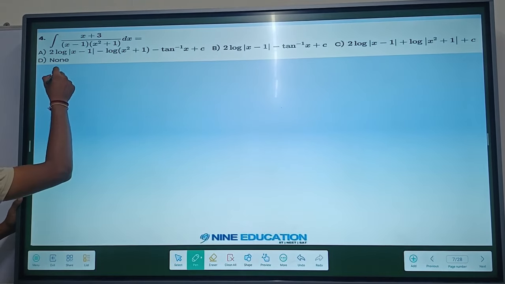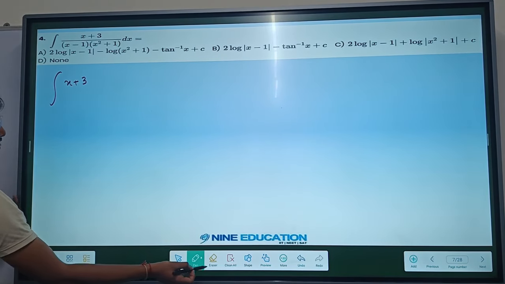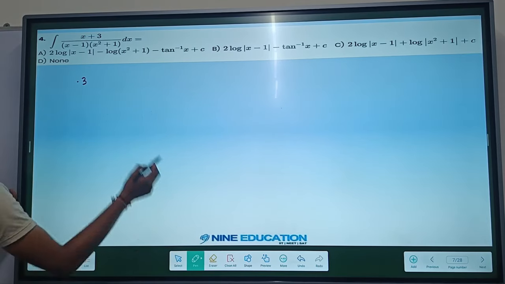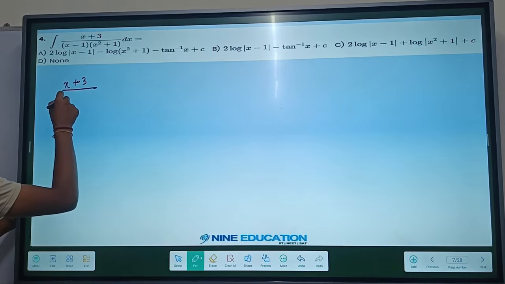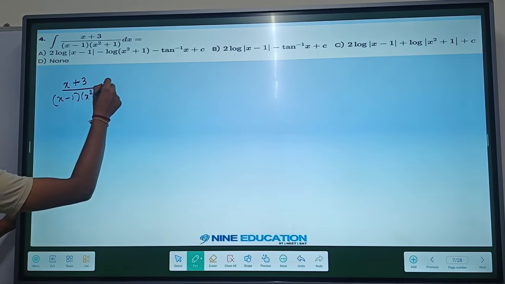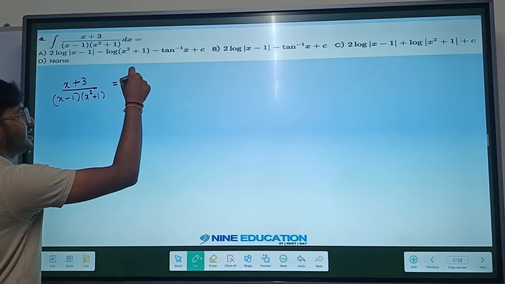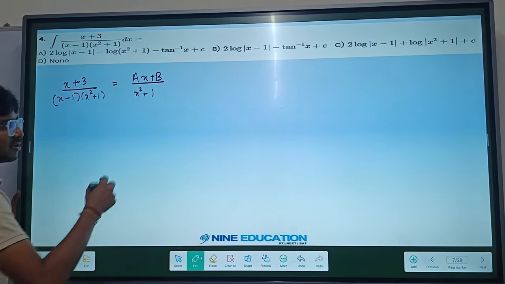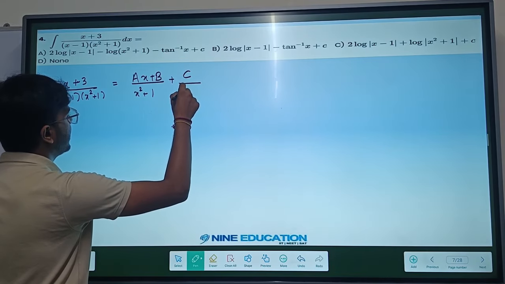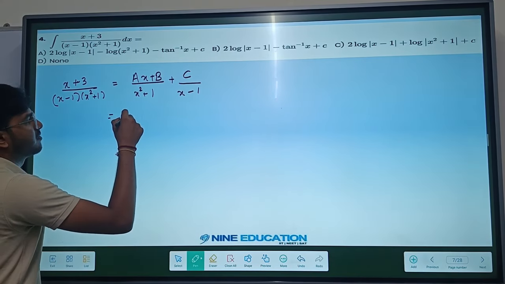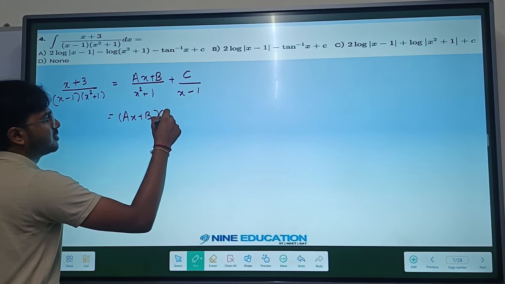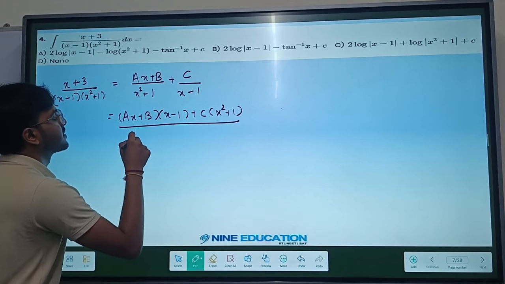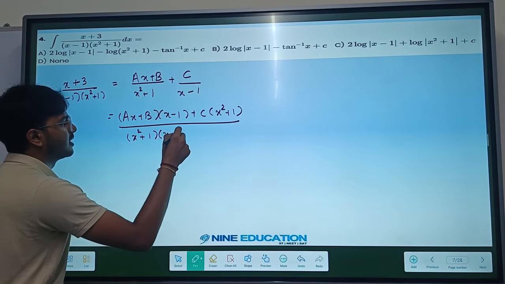Okay, next question based on indefinite integration. For these types of questions, what do we usually do? We usually solve with partial fractions. So what do we have? (x plus 3) divided by (x minus 1) into (x square plus 1). If I break it into partial fractions, I can break it as (ax plus b) divided by (x square plus 1), since it is a quadratic, so the numerator should be linear, plus c divided by (x minus 1). If I take the LCM, what will I get? (ax plus b) into (x minus 1) plus c into (x square plus 1), divided by (x square plus 1) into (x minus 1).